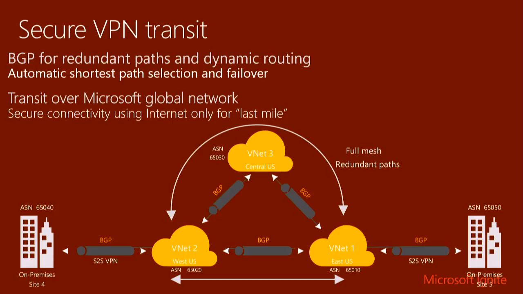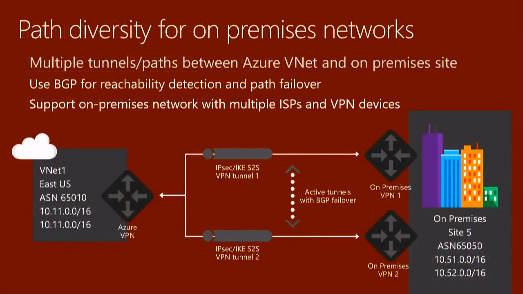BGP will learn what the alternate paths are. Another thing is, if you have connectivity from another remote site to one of the VNets that is linked, you will be able to reach from your on-prem site to the other site through the Microsoft backbone, through those VPN tunnels. That gives the transitive ability to go from one site to another using the Microsoft backbone. That's the advantage.